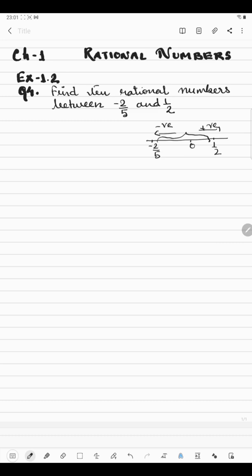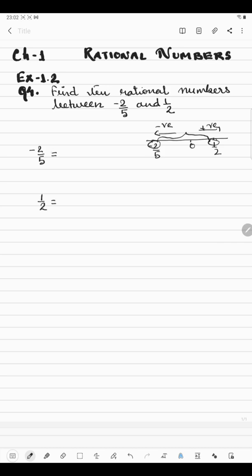Now suppose in place of minus 2 by 5, only minus 2 is there and here only 1 is there, then we can easily find how many numbers are coming in between. Now if this is given in fraction form, then how will you find the 10 rational numbers in between? So for this we will have to just write the two rational numbers, which are minus 2 by 5 and 1 by 2.